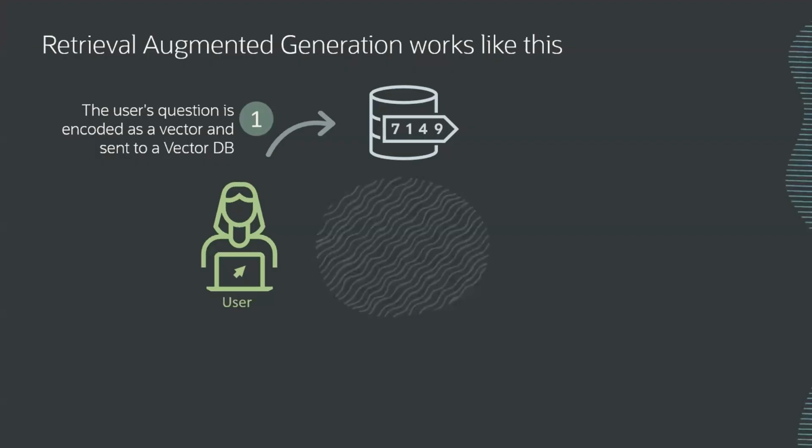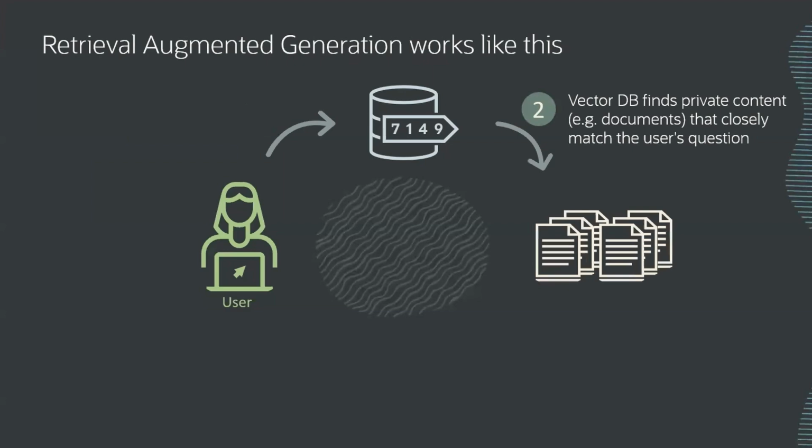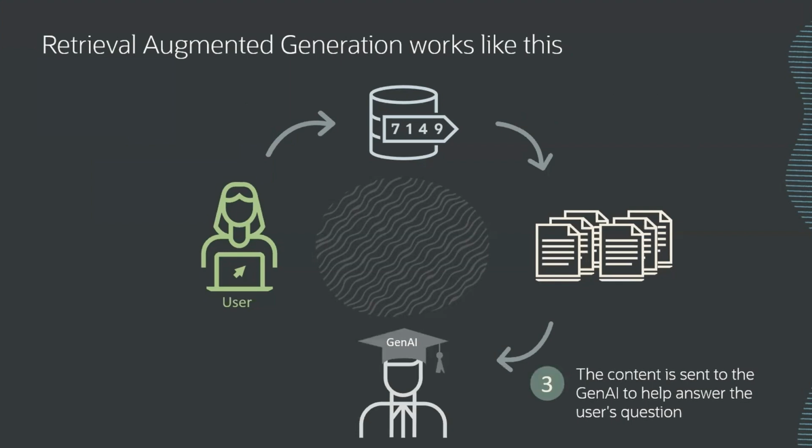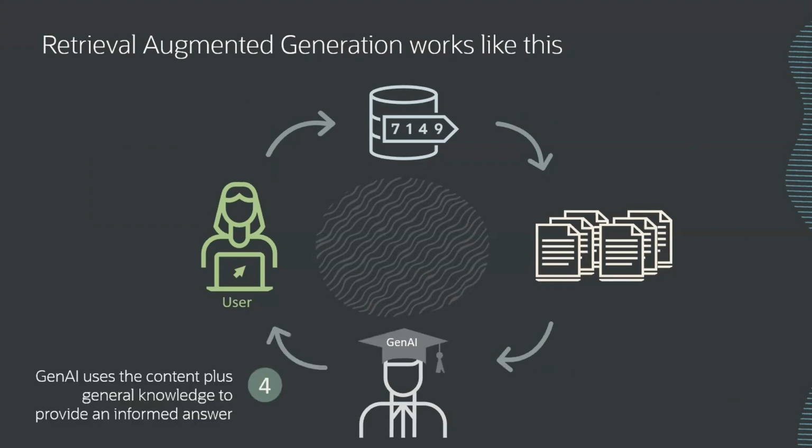Here's how it works. The user's question is turned into a vector. A vector database is used to find content that is closely related to the question. This content is provided to the model to help answer the question. The model can use its existing knowledge plus this extra information to provide an informed answer.